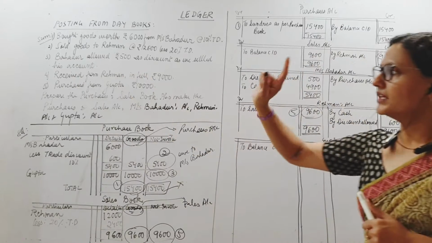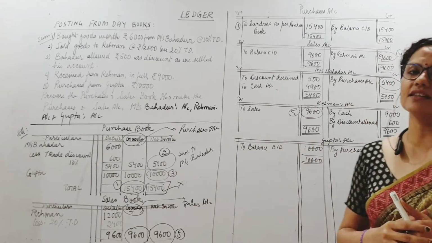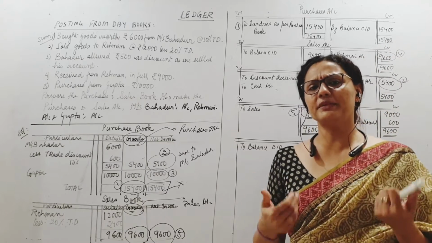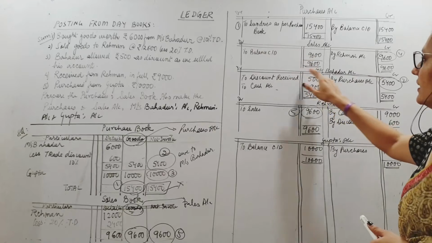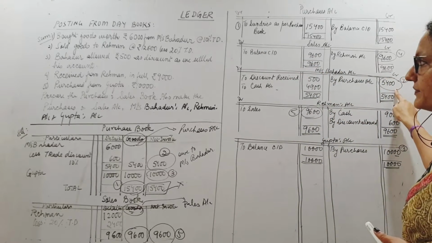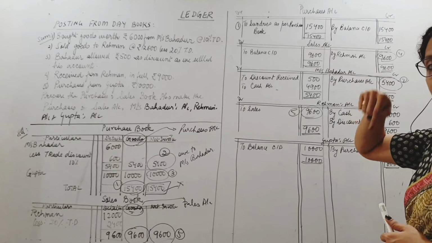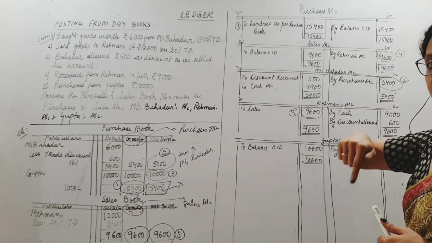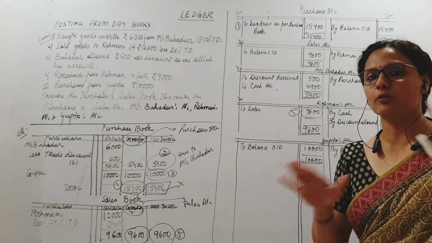Number 3 and 4. 3 says Bahadur allowed 500 as discount as we settled his account. So we have been given information that Bahadur, चलो Bahadur के account पे आ जाते हैं. Bahadur, it is showing 5,400 we need to pay. We said 500 he allowed as a discount. He allowed as discount, मतलब he had received a discount. As we have settled his account. Settled account meaning no balance left.